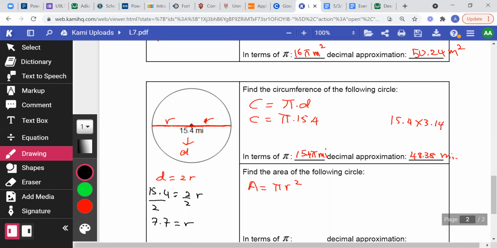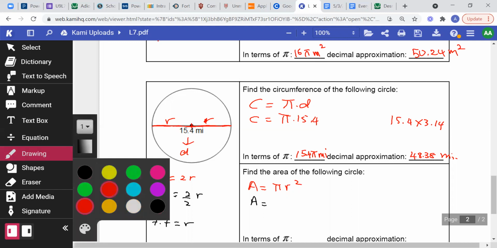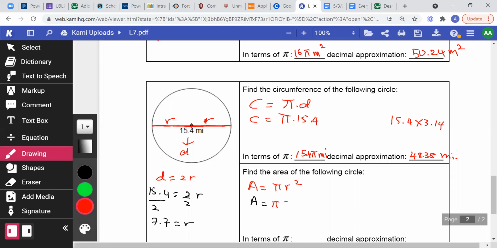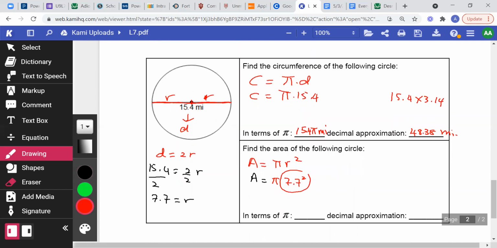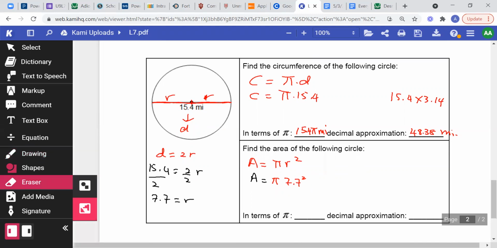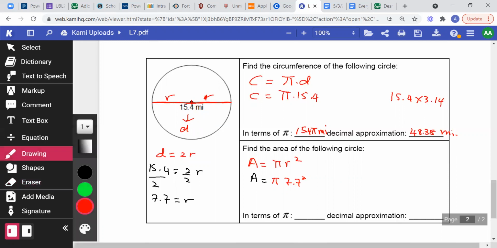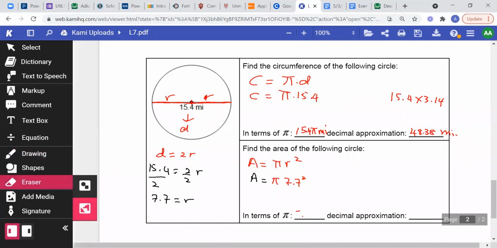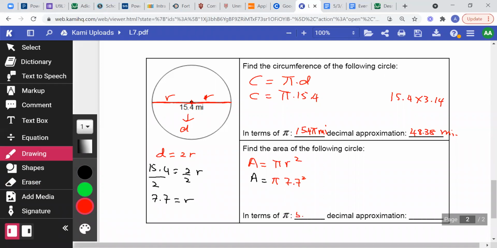Okay, then you go back and fix it. Here our radius is 7.7. Make sure you square it. I'm putting it in a circle so that you can see that the square only applies to that. Then what is 7.7 times 7.7? Okay, 7.7 squared means 7.7 times 7.7. So it's going to be 59.29.